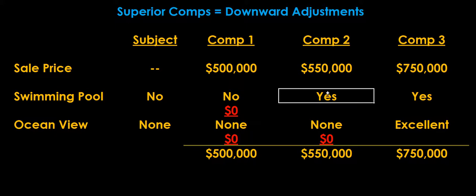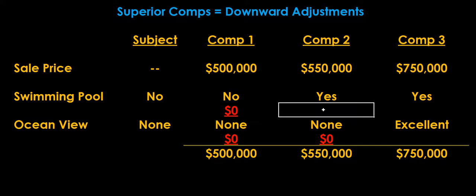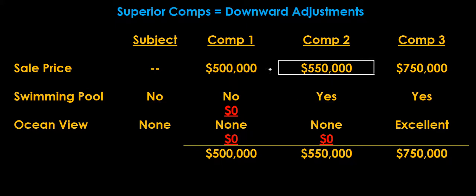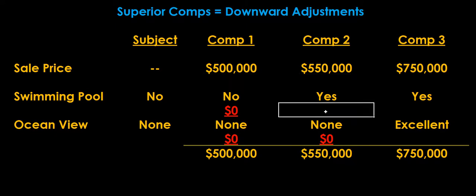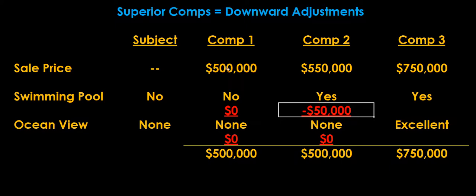This is again a classroom example. So the difference between Comp 2 and Comp 1 is $50,000. Since we know that this characteristic that we're trying to test is no pool, and this sold for more than that one, we want to say it's a downward adjustment of $50,000. In other words, you need to adjust this number down by $50,000 in order to make it similar to the $500,000 figure for Comp 1 that's indicated. And here we are again at $500,000.